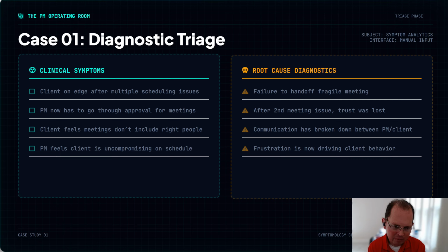Second problem that we have is the PM now has to go through approval for meetings. The root cause here is that after the second meeting issue with the time zone that we heard about, the PM had a bit of a mishap where they didn't realize that one of their team members was in a different time zone, and so it put it on for 8 a.m. and that was too early for the client. When that happened, the trust was lost.